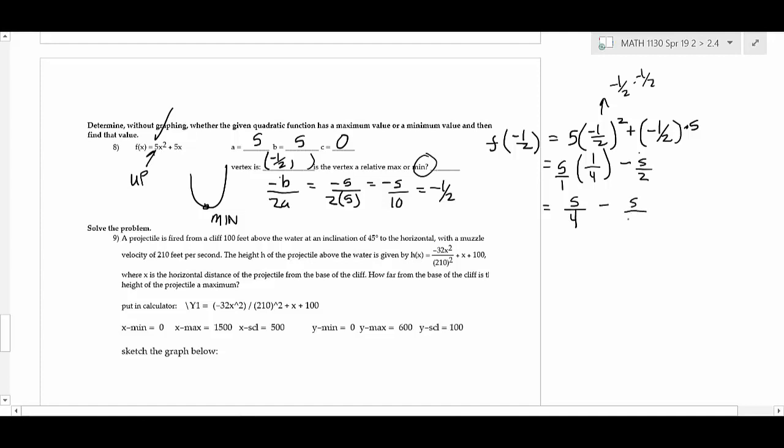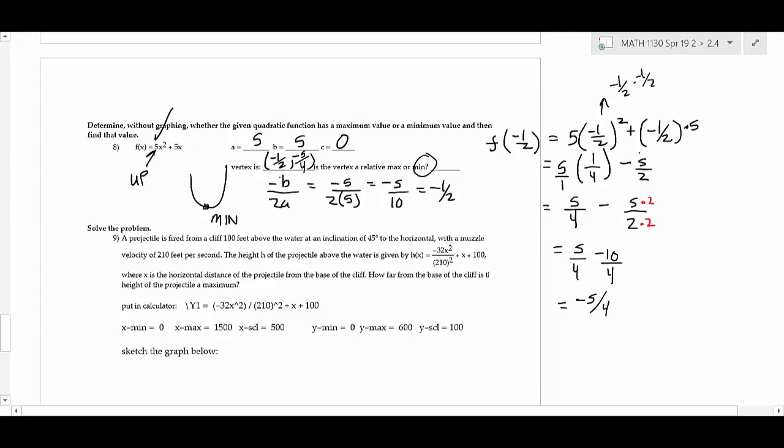So what I've got to do now is get a common denominator, which is 4. So I multiply this by 2 over 2 to introduce that common denominator. That's going to end up giving me 5 over 4 minus 10 over 4. So that looks like negative 5 over 4. That's the old-fashioned way of doing that.